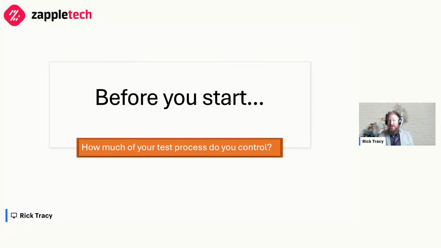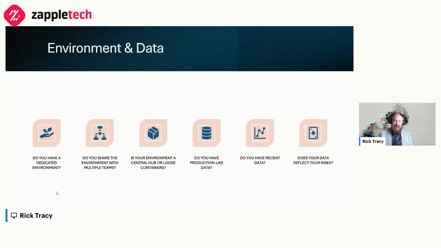Several of them will not have an easy way to import data from production and to anonymize that data and make sure it's usable. So there's a lot of parts to this where you don't necessarily automatically control your own test process. So then you have to look at things like, do you have a dedicated test environment? Or do you share this environment with multiple teams, even if it's dedicated? Is it just yours, or is it also with other people? And is it a central hub, or is it a loose container that's spun up every time? And each of those things can make a big impact on what kind of automation you're going to set.